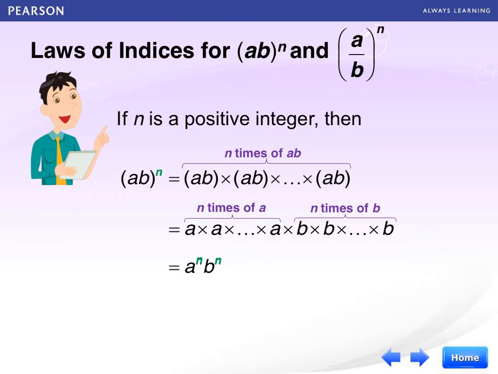So as a result, when (ab), the product, and then the whole thing takes the power n, it will be the same as each factor taking the n power first and then taking the product.